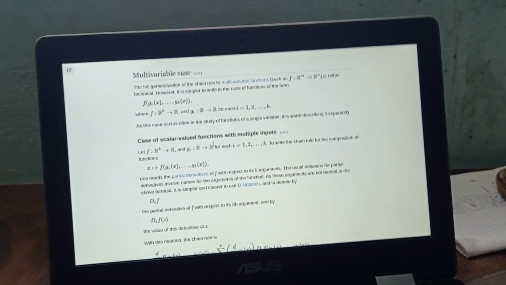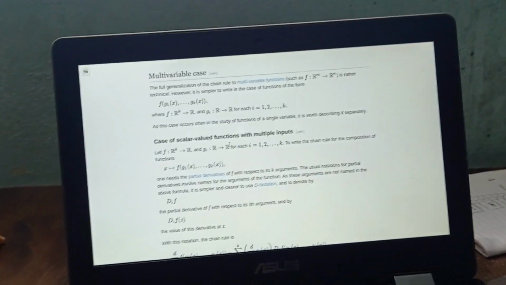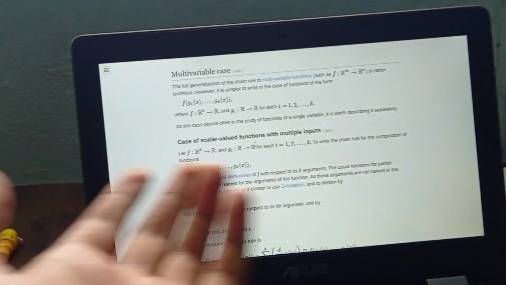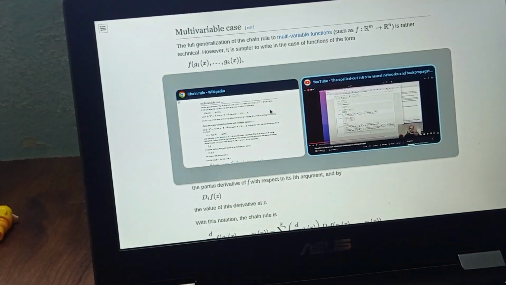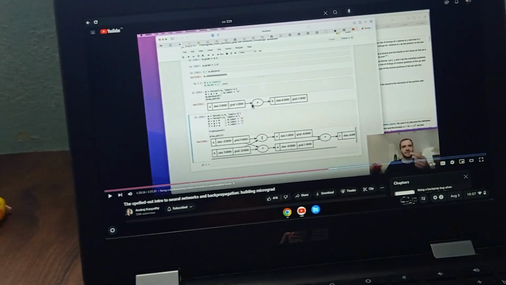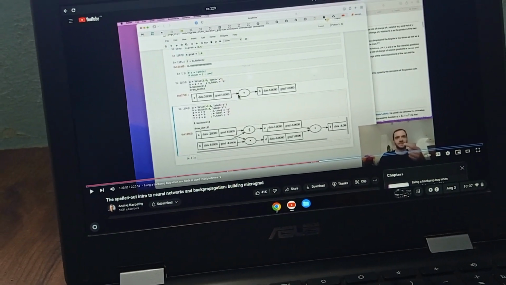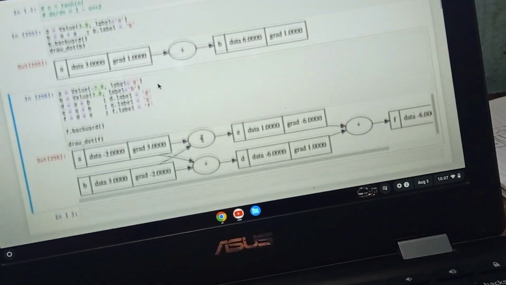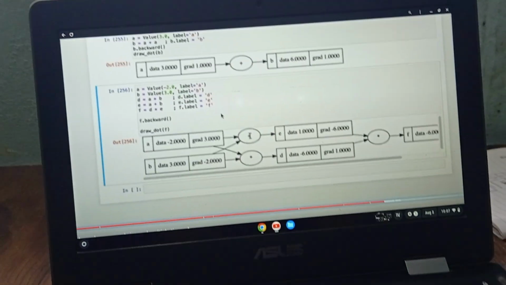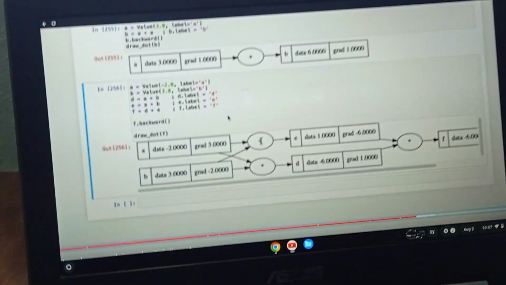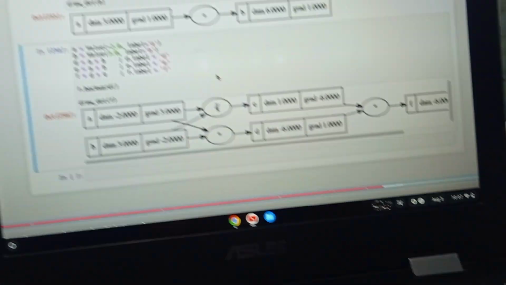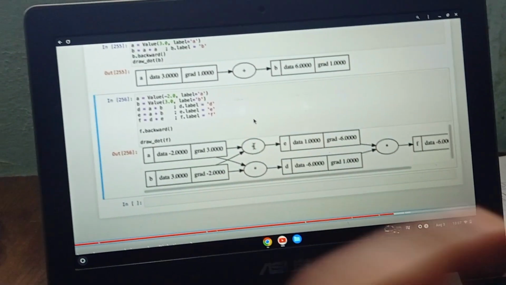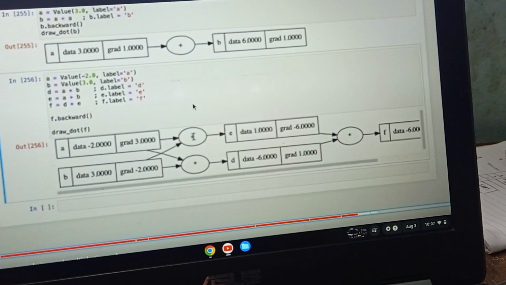So hey everyone, I'm Samik and today we will be trying to learn the multivariable case in chain rule. I first came across this when I was watching this incredible video by Karpathy. When we had written our value object and wrote methods for it, we came to a point where he said that this is actually a bug in our problem, and here's what first happened.